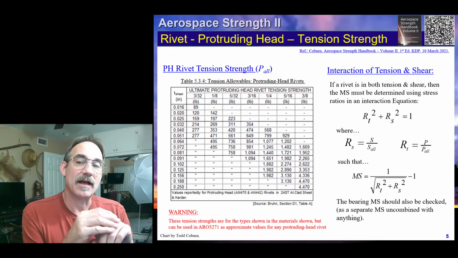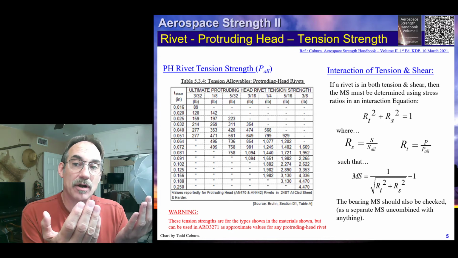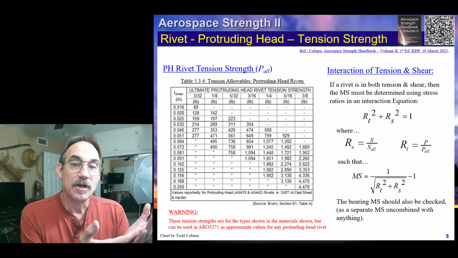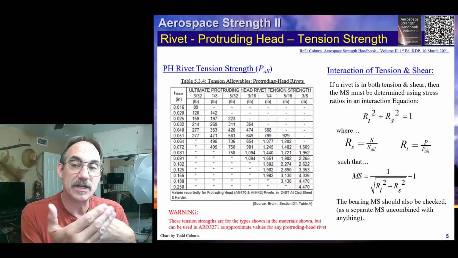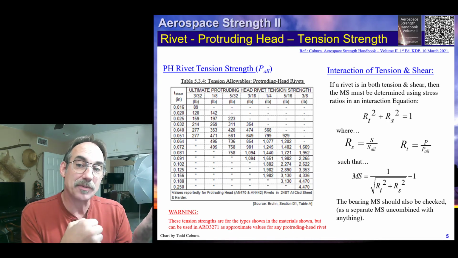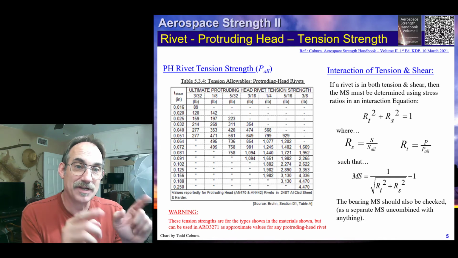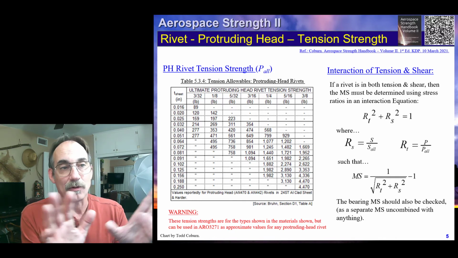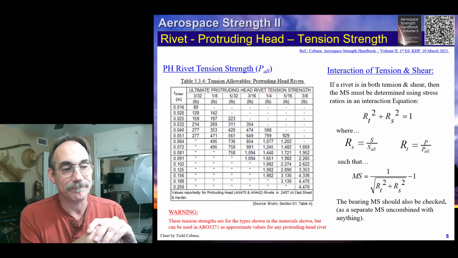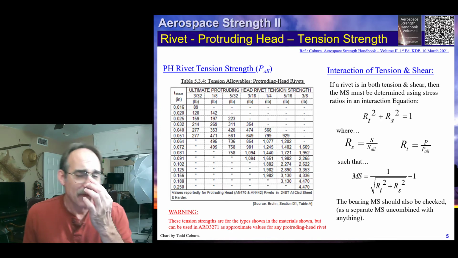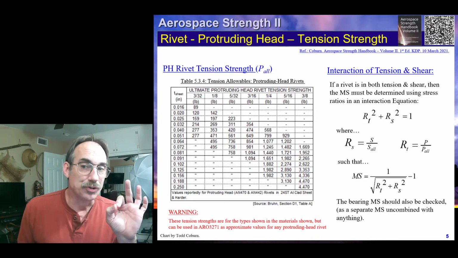So if you have a rivet that is in both tension and shear, you'll get your shear allowable, you'll get your bearing allowable, you'll get your tension allowable. You can check your bearing margin of safety directly, and then you'll write the stress ratios for tension and for shear, combine them in this margin of safety equation, and that reports how close you are to being good or not good. Okay? All right. That's how it works. So that's how we handle protruding head rivets.